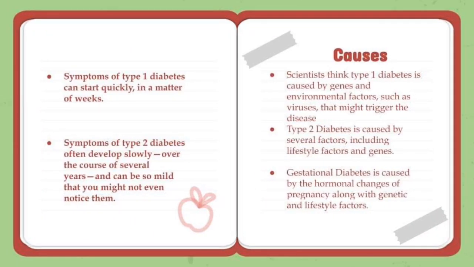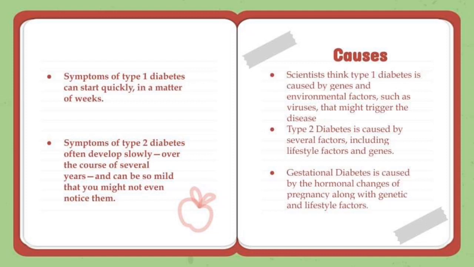Symptoms of type 1 diabetes can start quickly, in a matter of weeks. Symptoms of type 2 diabetes often develop slowly over the course of several years and can be so mild that you might not even notice them.